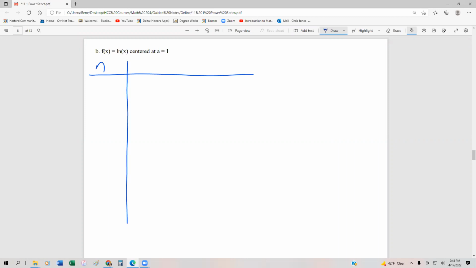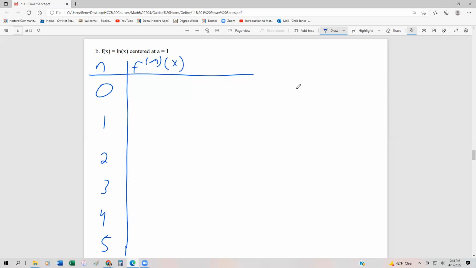And remember, we're going up to 5, so we have 0, 1, 2, 3, 4, and then surprise, 5. And we're just going to find successive derivatives of the natural log. We're going to approximate the value of ln of x centered at a equals 1, which we know to be 0. But let's see how good of an approximation we can get with those polynomials. Okay, so next thing we have to do is find the nth derivative of the original function.